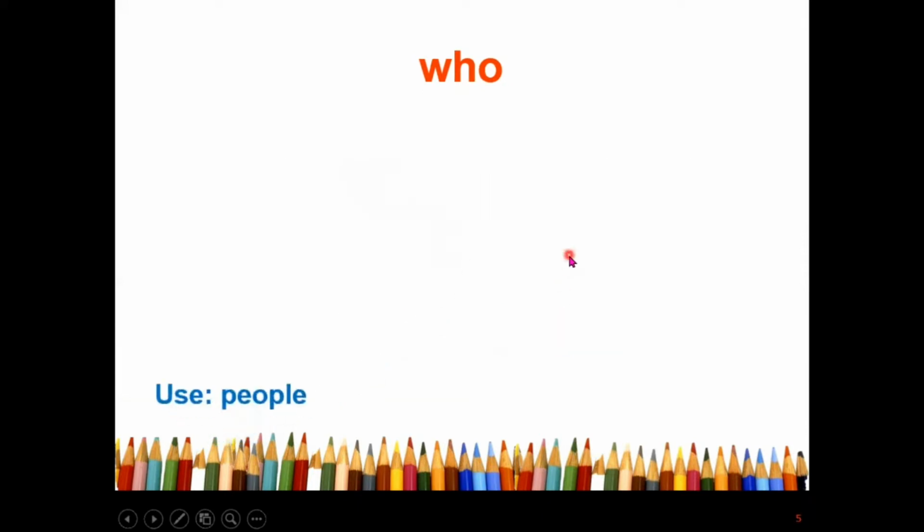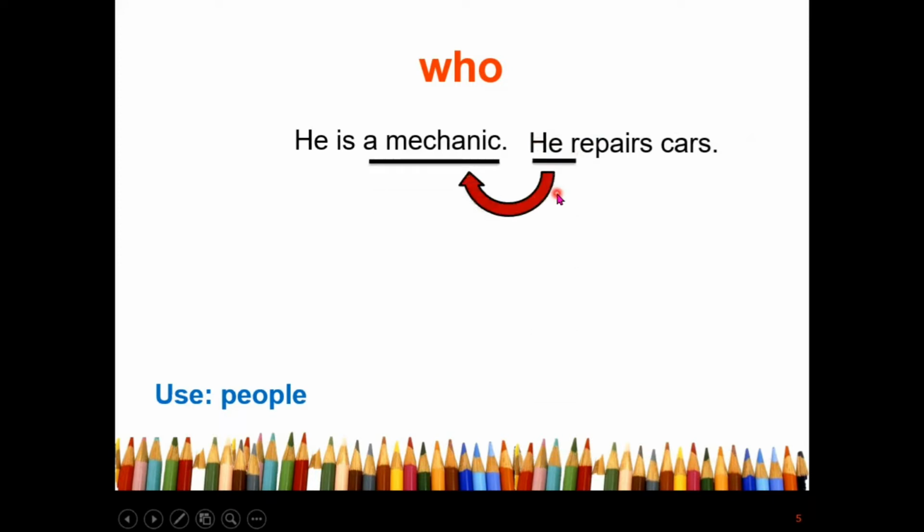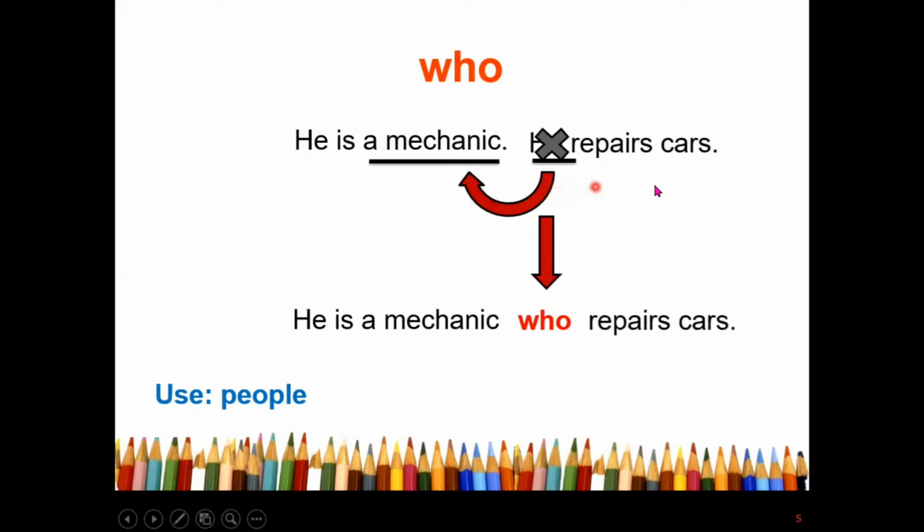Let's see another example. He is a mechanic. He repairs cars. Which word are we going to cross from the second sentence? Perfect. We are going to cross he. He is a mechanic who repairs cars.